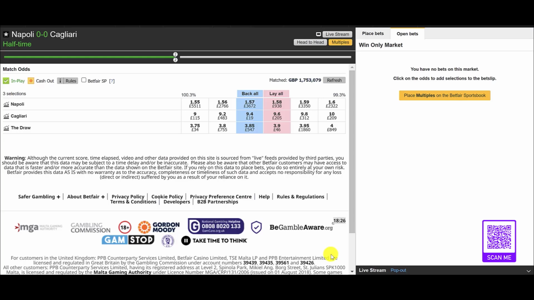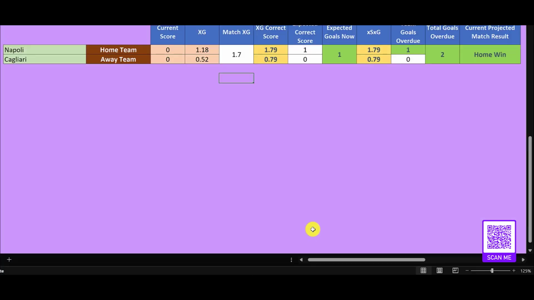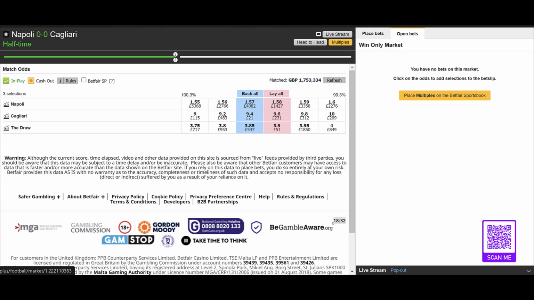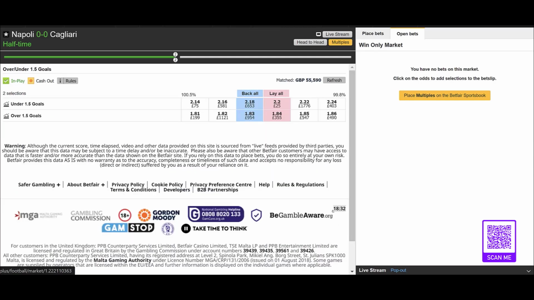Now, anyway, look, we've plugged in the numbers on this one, and the current projected match result is a home win. But that's not the hugest surprise, really, because Napoli are strong favourites on this one. So, I mean, you could take that trade. It's looking good. But what I'm liking the look of is total goals overdue is 2. One of them to Napoli, so we'd expect if anyone's going to score soon, it's going to be Napoli. But 2 goals overdue, I think it's probably good to get involved in the goal markets on this one.